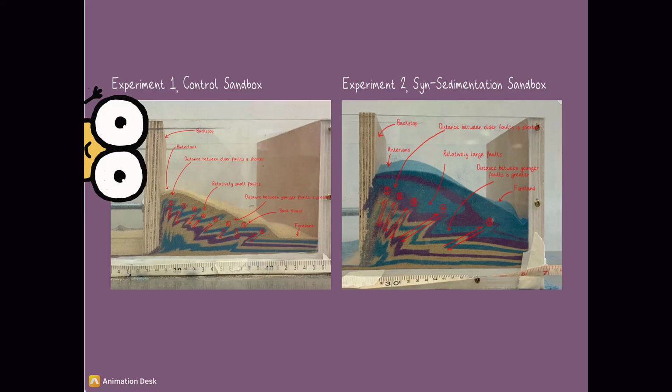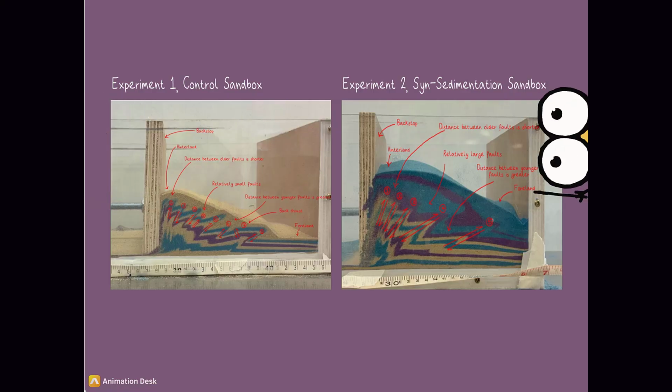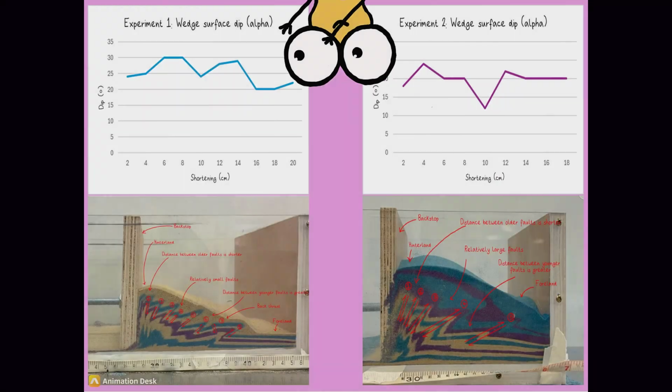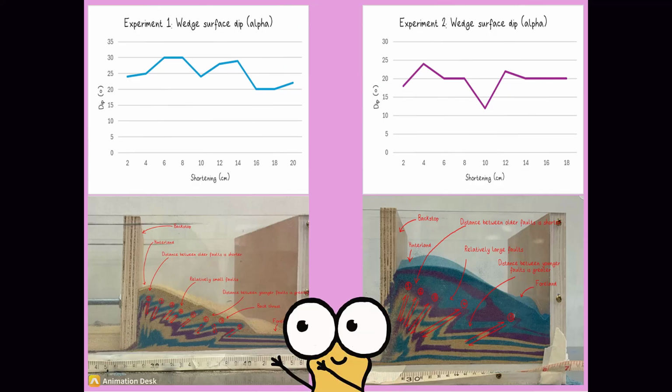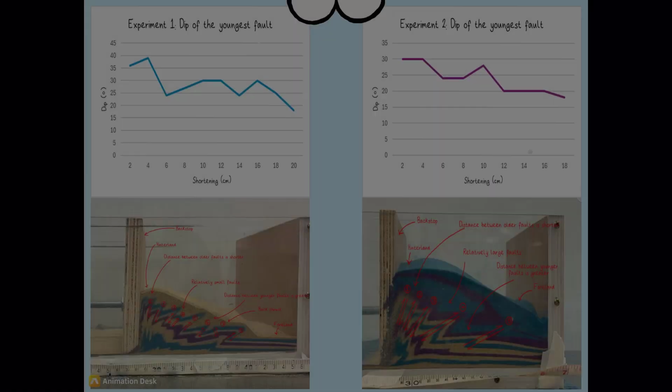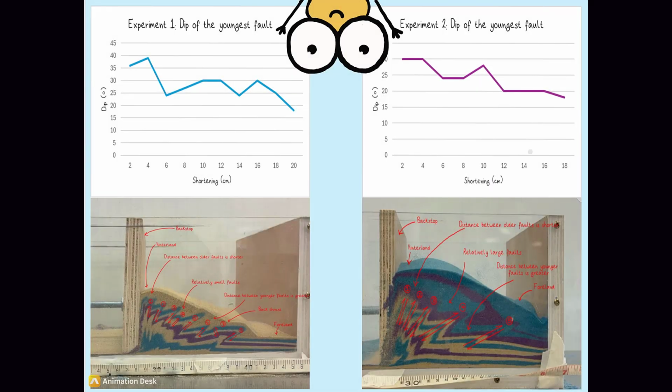At maximum shortening, experiment 1 contained 8 faults, whilst experiment 2 only contained 5. The faults within experiment 2 are longer and larger, with a greater distance between them than the faults in experiment 1. Experiment 1 reaches much higher dip angles than experiment 2, suggesting more internal faulting occurred. This is true when looking at the sandbox cross-sections, with the control sandbox sustaining 8 faults, whilst the syn-sedimentation sandbox could only maintain 5.